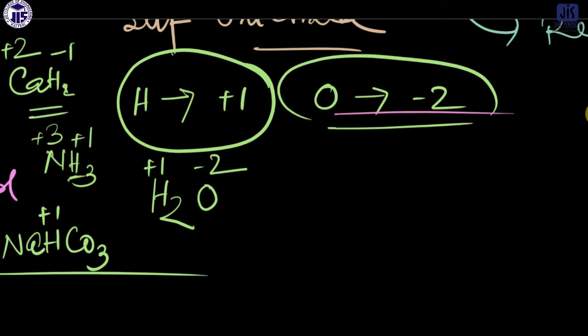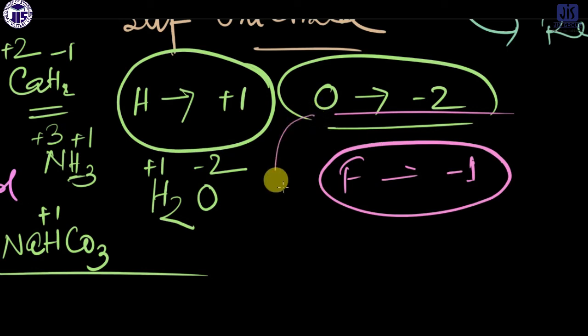In all fluorine-containing compounds, the oxidation number of fluorine will be -1. Any fluorine-containing compound, it will be -1. But you have to keep in mind one thing, there are some special cases of oxygen. Oxygen will be -2, but if it is a peroxide compound like H2O2, then it will be -1. So if it is peroxide, then it will be -1.